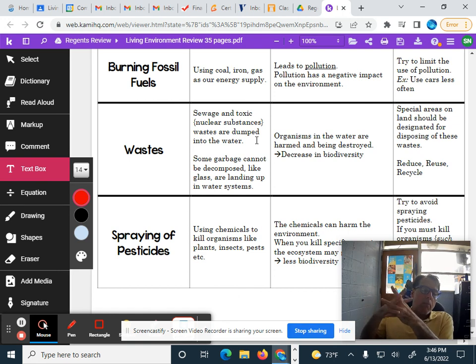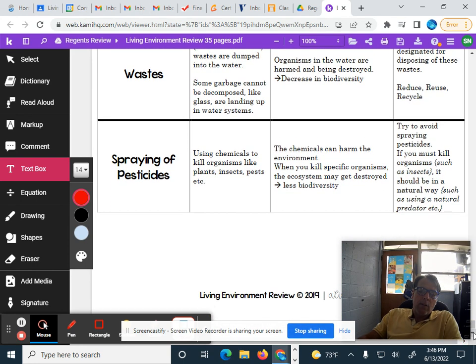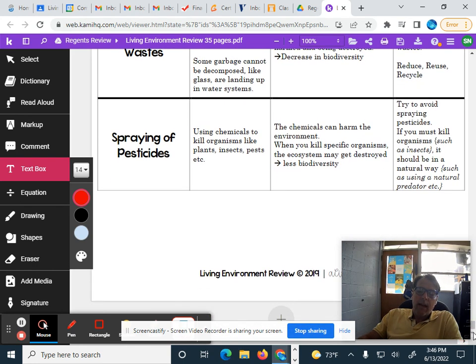Waste. The problem with waste is when we dump things when we shouldn't, when we over-fertilize, when we use pesticides on our lawn to control pests and things, because this pollutes our water. When you dump waste directly into water, it reduces biodiversity and creates mutations in animals and plants. Spraying of pesticides, we kind of included with that.